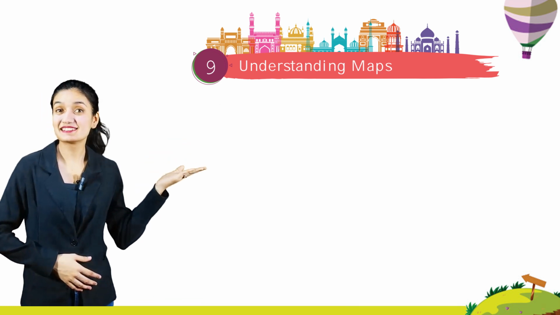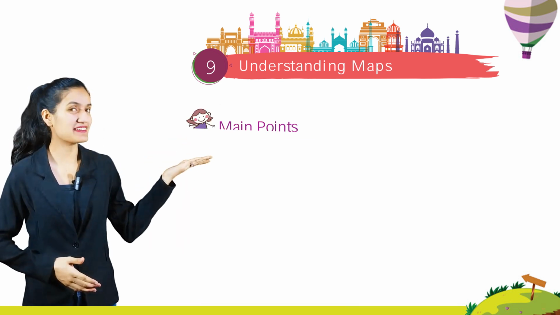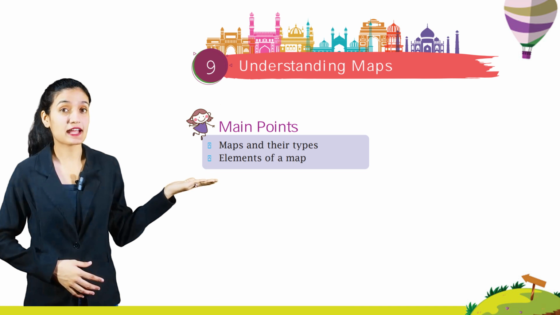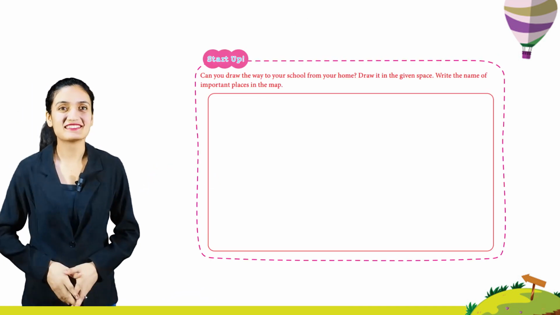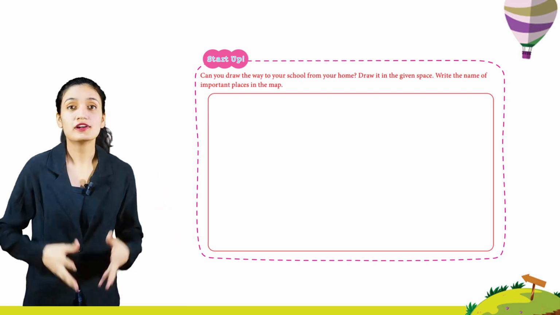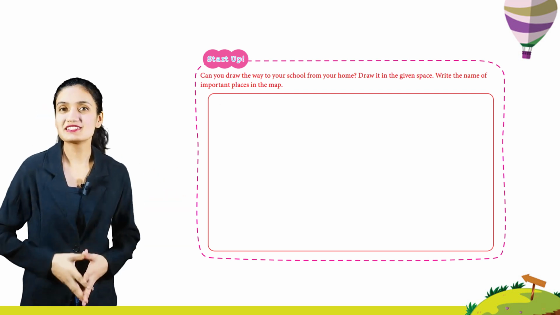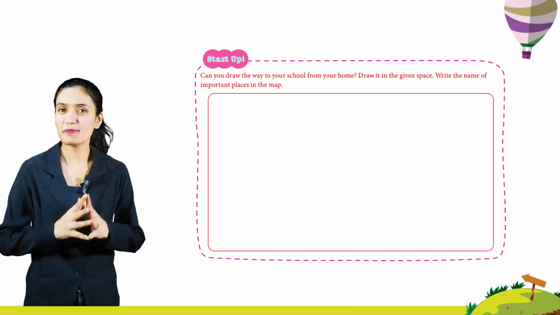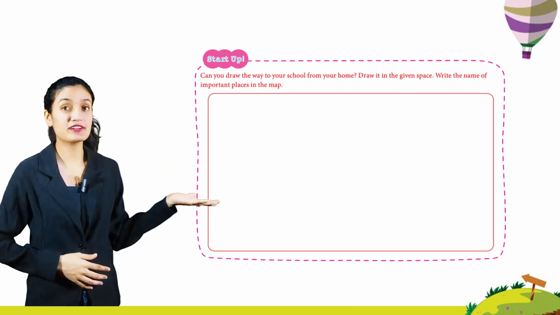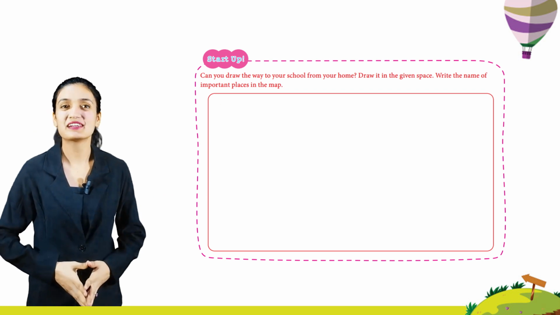Today we are going to start with Chapter 9, that is, Understanding Maps, and the main points are maps and their types, and elements of a map. So class, let's start. Can you draw the way to your school from your home? Draw it in the given space. Write the names of the important places on the map. Here is the place given and you have to draw a map.